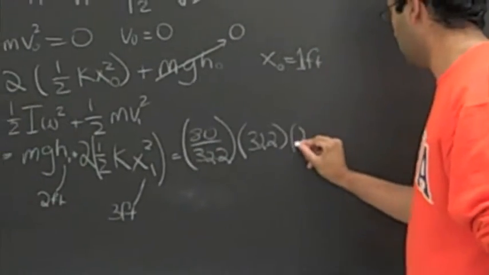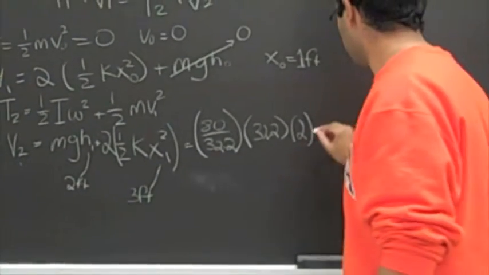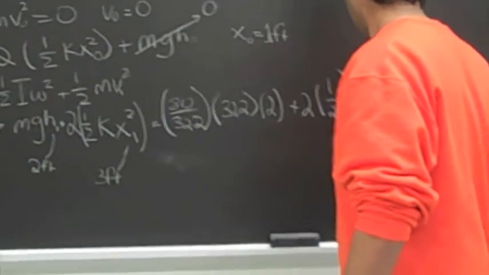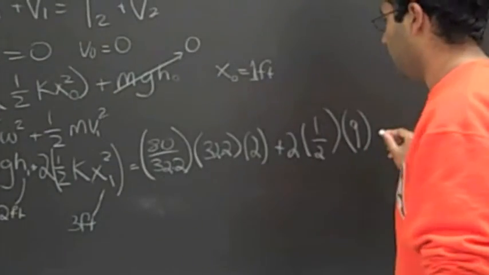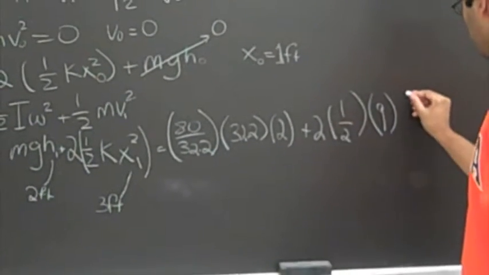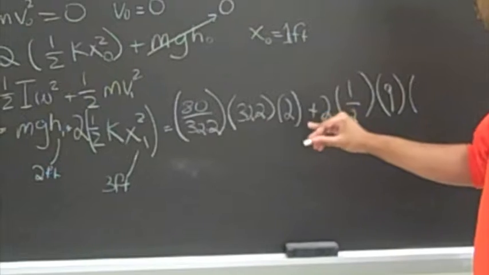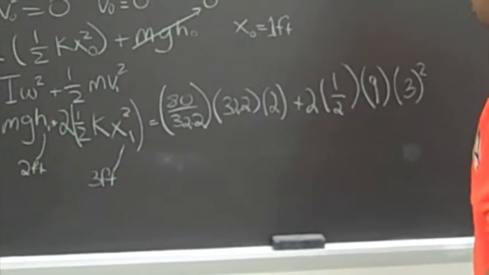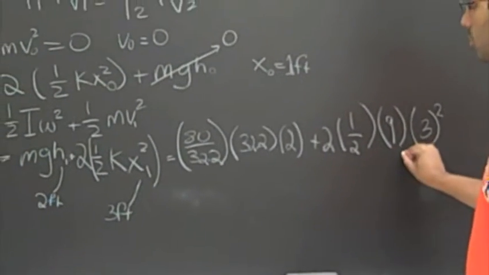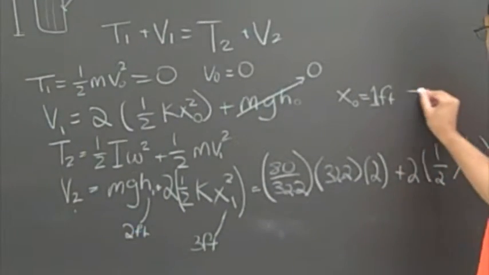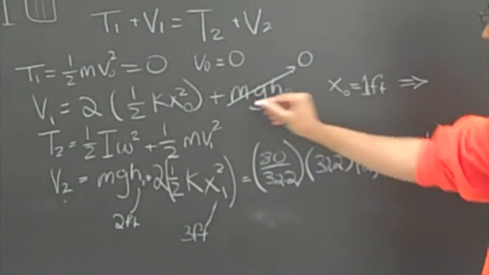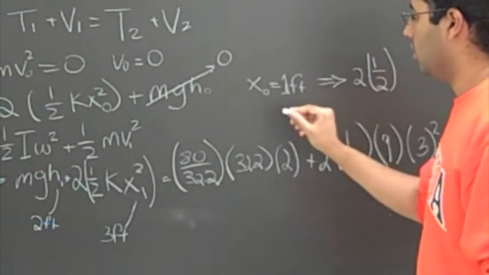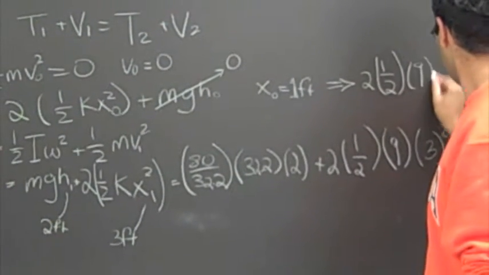So plus 2 times 1 half k, which is 9, times x1 squared. So x1 is equal to 3 feet, so we have 3 squared. And now we're done with the v2 expression. The v1 expression simply becomes v1 is equal to 2 times 1 half times k, 9 times 1 squared.